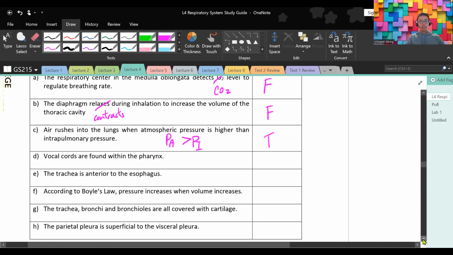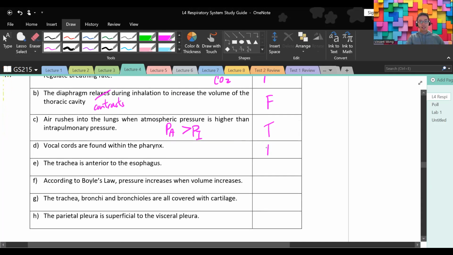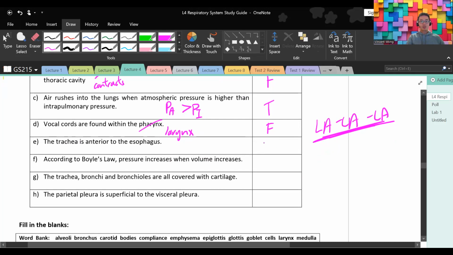Vocal cords are found within the pharynx. That is not true. They are found within the larynx. I used to be very confused between the two, like where the vocal cords are. And then I realized, LA, it's larynx, and when we sing, we're like la la la, right? So to make sound, we need the larynx. The larynx is where the vocal cords are going to be. Maybe that will help you, maybe it will not. The trachea is anterior to the esophagus. That is true. It's in front of it.